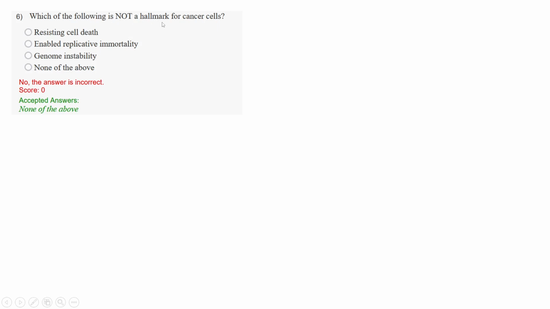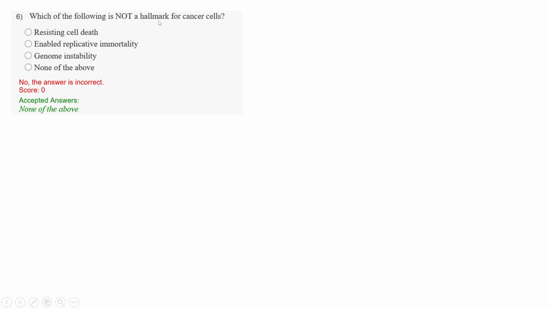Which of the following is not a hallmark for cancer cell? Resisting cell death is one of the hallmarks. Enabling replicative immortality, yes, cancer cell is an immortal cell, so this is also a correct option.